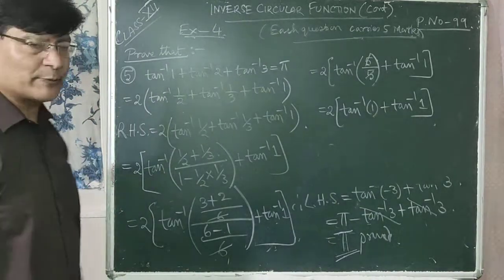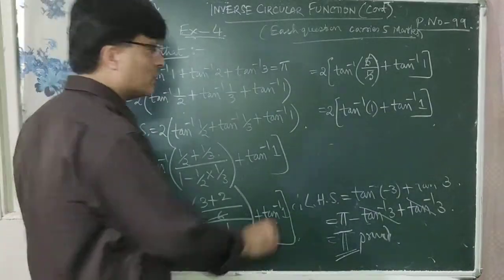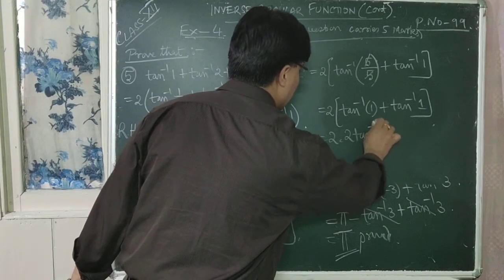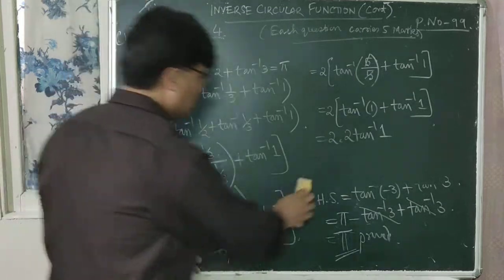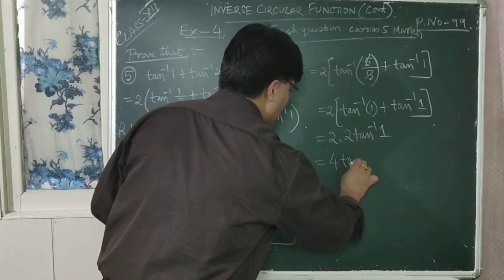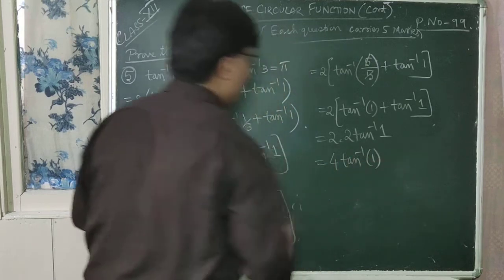So these are similar expressions, you can add them. What is tan inverse 1 plus tan inverse 1? 2 into 2 tan inverse 1. Right? So it is 2 to 4. 4 tan inverse 1.